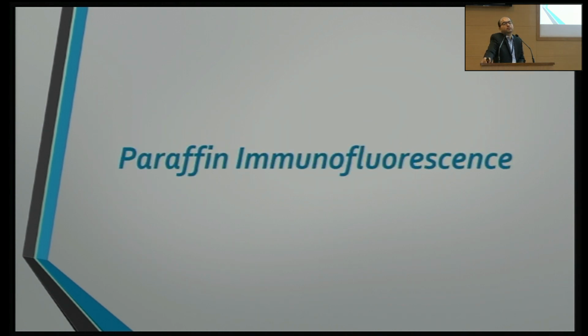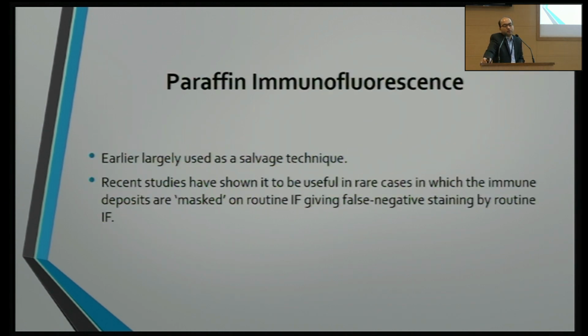So, paraffin immunofluorescence. Paraffin immunofluorescence was earlier used mainly as a salvage technique whenever the frozen tissue was not available to do immunofluorescence. That was the only scenario when paraffin immunofluorescence was used. But in the last decade, there have been many studies which have shown that paraffin immunofluorescence also exposes masked antigens, masked immunoglobulins, which are actually missed on routine immunofluorescence.